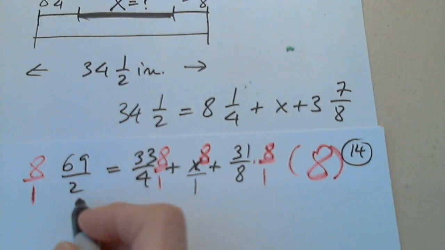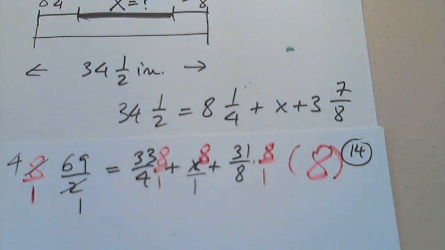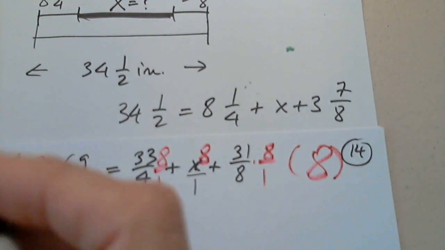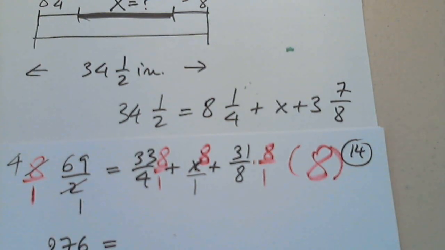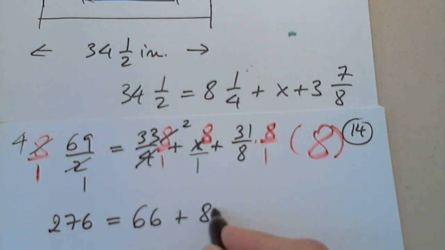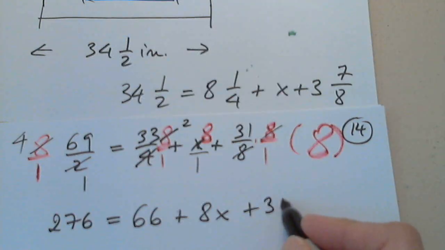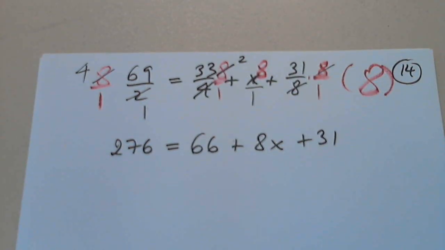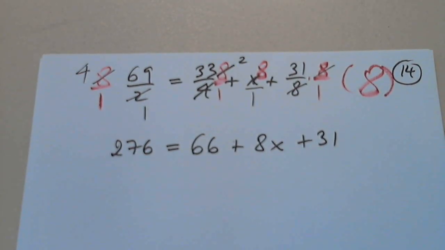So when I simplify here by 2, I have 4 times 69, and I got 276. I'll simplify by 4, and I got 66. 8x, I'll simplify by 8, and I get 31. Look how quickly we got rid of the problem. Problem is gone.